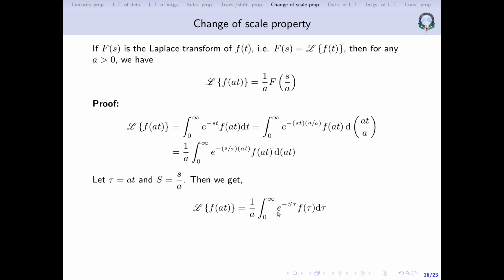And we realize that this is nothing but the Laplace transform, because tau is a dummy variable. So this is nothing but the Laplace transform of f, evaluated at capital S. So 1 by a times the Laplace transform at capital S. Now substitute tau and S everywhere, so this will give us L of f of at is equal to 1 by a F of s by a. So this is basically the change of scale property.